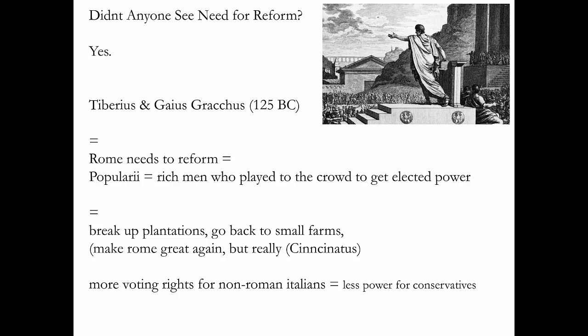They also wanted to give more voting rights to non-Roman Italians, especially, and then go out from there, which is less power for conservatives. This is one of those places where they went too far because Romans started to go, whoa, whoa, whoa. If the immigrants and the foreigners and the non-Romans get the right to vote, my voting counts less. And so this is one of those places that breaks the liberal Romans from conservative Romans. But these are the things they promise.